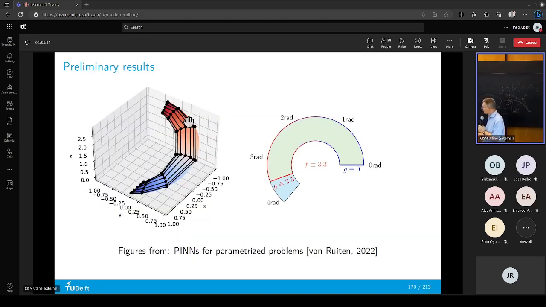Now we change more things. This is an unknown geometry, interpolating, right? So we are not going beyond 4. It's an unknown right-hand side, 3.3. It's an unknown 2.5 Dirichlet condition here. And it still looks qualitatively okay. And what do we change now? We are now changing the load.